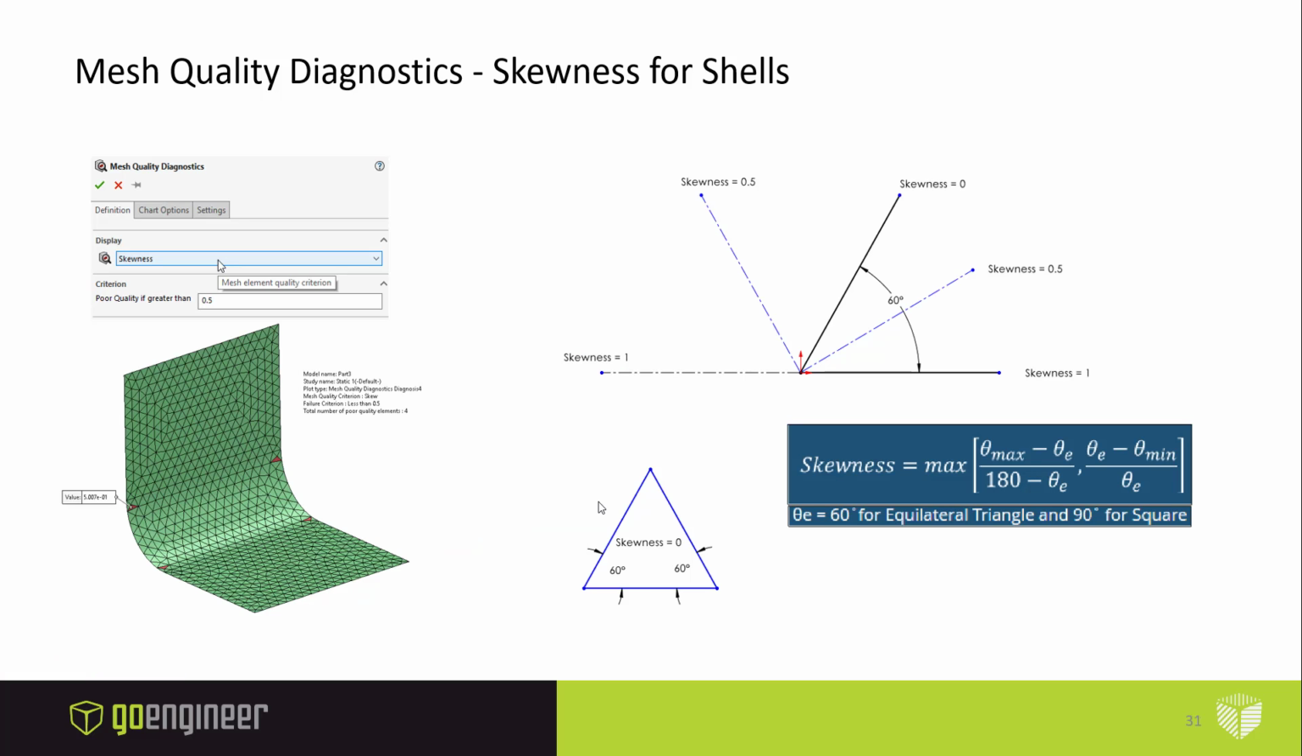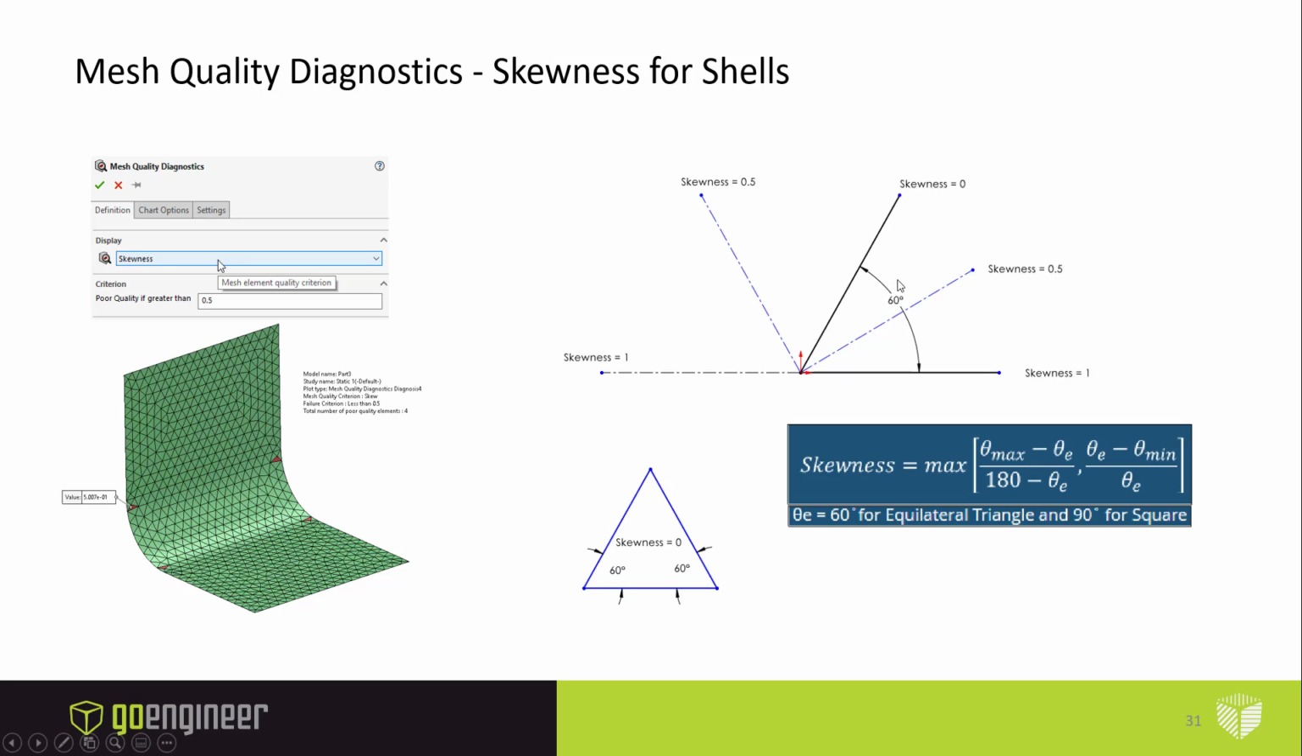There's also a new quality metric available with shell elements called Skewness. Equilateral elements like this one here have a skewness of 0, they're ideal, but some elements in your shell meshes might get a bit skewed. Here's one that has a skewness of about 0.5. Skewness varies from 0 to 1 and is based upon this equation here. But basically it comes down to the angles that are within each shell element.